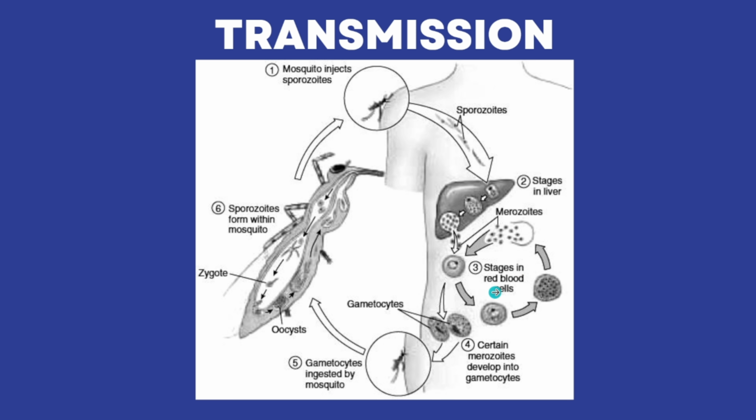What happens next is that a small proportion of the blood stage parasites will develop into the sexual stage called gametocytes. They will not infect red blood cells anymore. These gametocytes will be taken up by another Anopheles mosquito when it bites this infected person and takes out the gametocytes.